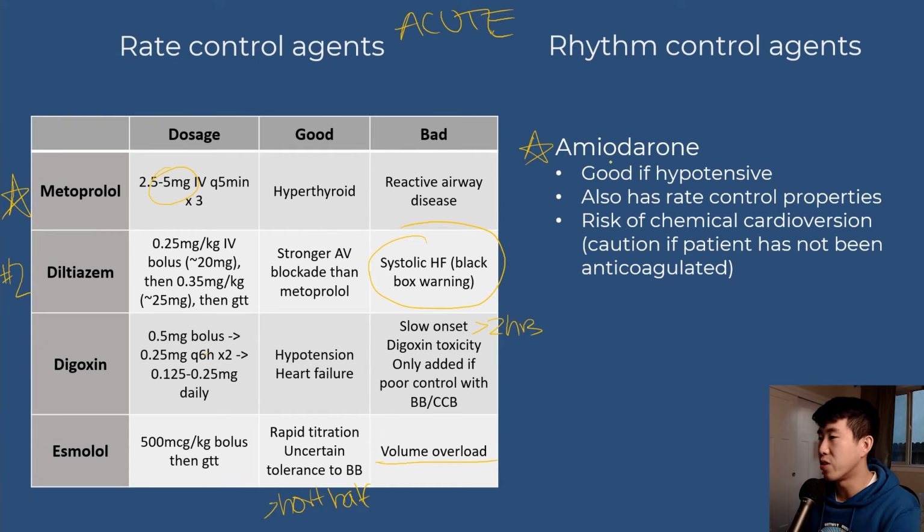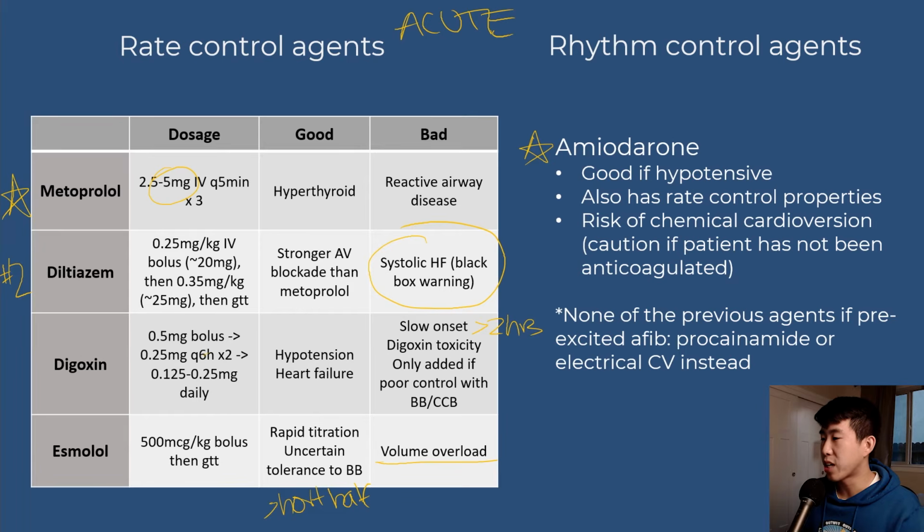and this is also good if the patient is hypotensive because it doesn't really affect their blood pressure like metoprolol potentially could, or diltiazem. The reason we use this in the acute setting is because it actually has rate control properties. Even if it does not provide any rhythm control right up front, it can help with rate control. There is theoretically, however, a higher risk of chemical cardioversion, so you have to be cautious if the patient has not been anticoagulated yet, because there's going to be a higher risk for a clot to embolize.